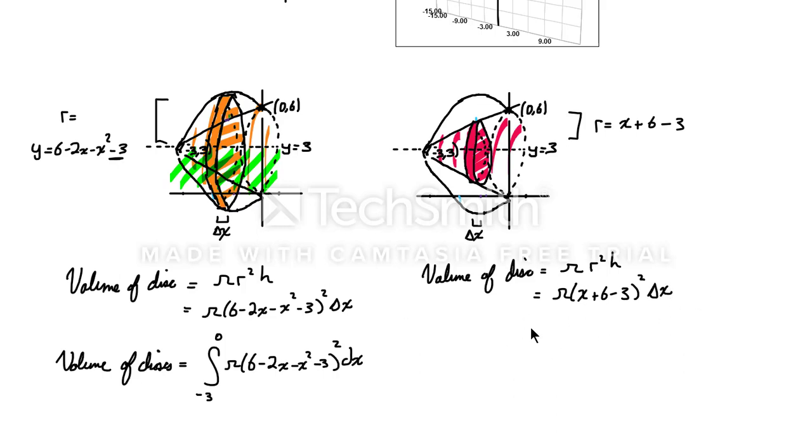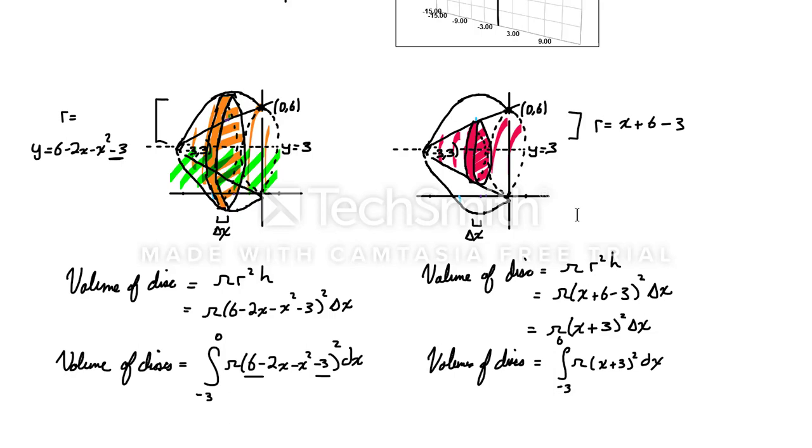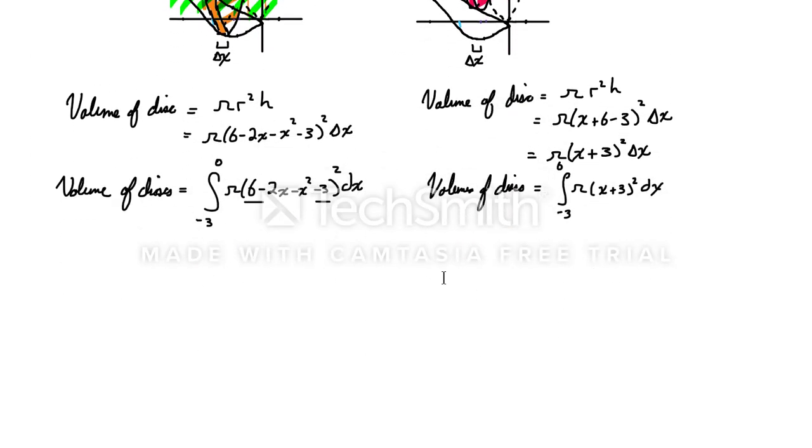I guess kind of silly not to have combined that: x plus 3 squared delta x. Looking at that, I could have combined those two as well. But the volume of all these red disks, a plurality of red disks, is the integral from negative 3 to 0 of pi times (x plus 3) squared dx. So we need to subtract orange space from red space. Oh, I'm sorry, red space from orange space.